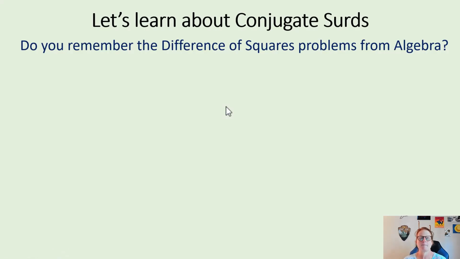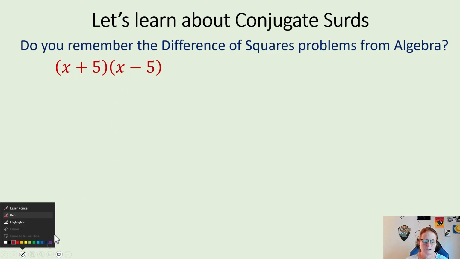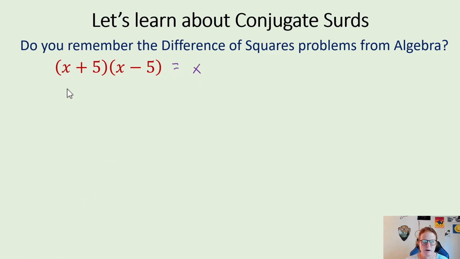Next problem. So let's learn about conjugate surds. Do you remember the difference of squares? We did it last lesson in 3-4. Here's a difference of squares problem from algebra that gives you an idea. If we were to FOIL this, x plus 5 times x minus 5, you're going to get x squared, then minus 5x. So I did the first one, I'll do the last one. Then I do plus 5x, and then minus 25.